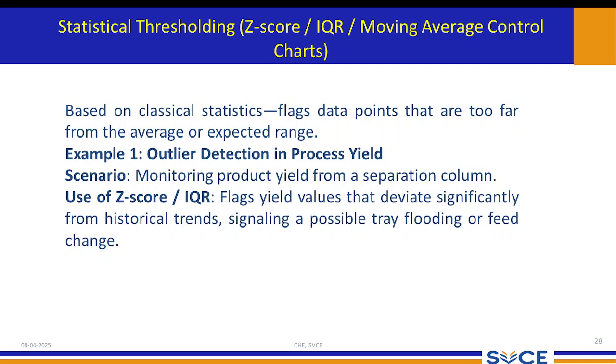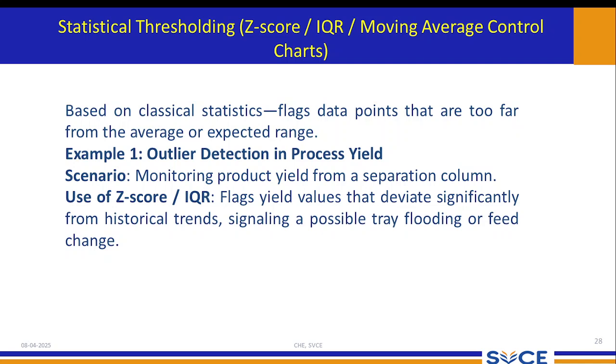Okay, and the statistical threshold, z score, IQR, moving average control chart. So the statistical thresholding based on the classical statistics flags data points that are too far from the average or expected range. So it's away from the data. So it's skewed data, or we can say it is an anomaly or outliers. So outlier detection in process yield is again anomaly detection.